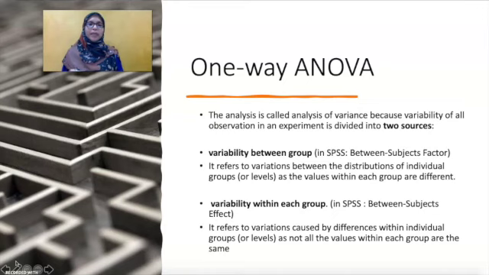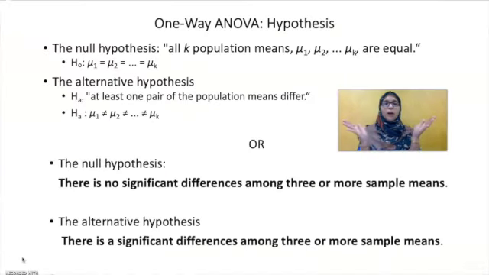So I repeat, in between groups, the variation involves individuals in different groups, but within each group, it involves the same group. Of course, when you want to run inferential statistics, something you must construct is the hypothesis. Same goes with one-way ANOVA. So you need to develop the hypothesis for one-way ANOVA.